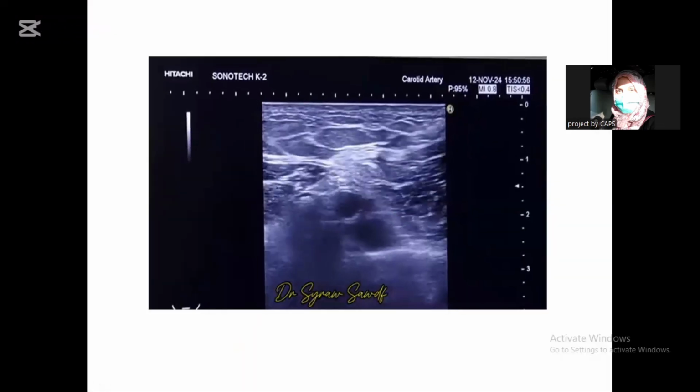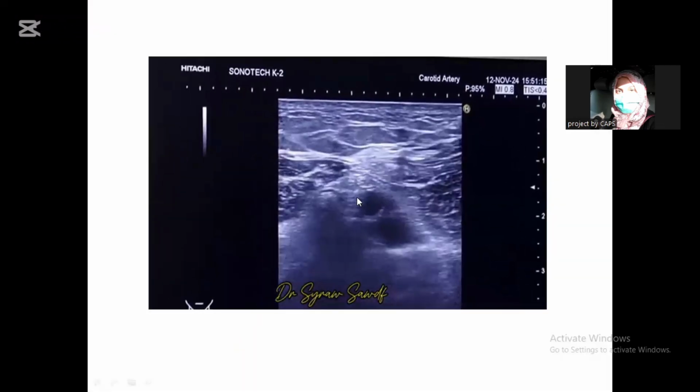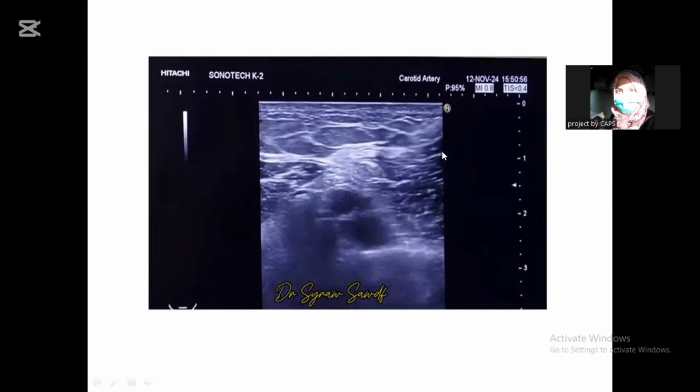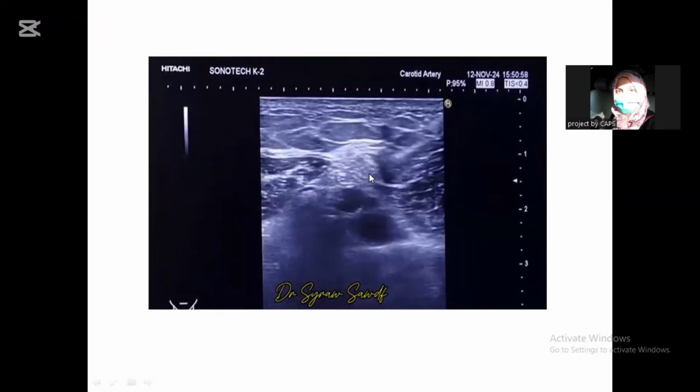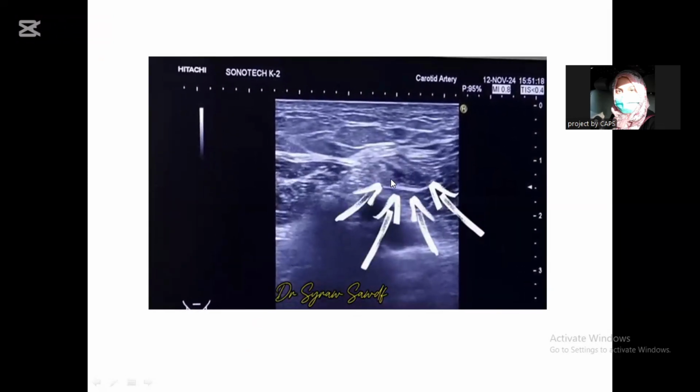This is sonoanatomy. So as you can see, this is the artery and nerve. And when we are injecting the drug, you can see clearly this is the local anesthetic and this is the nerve.